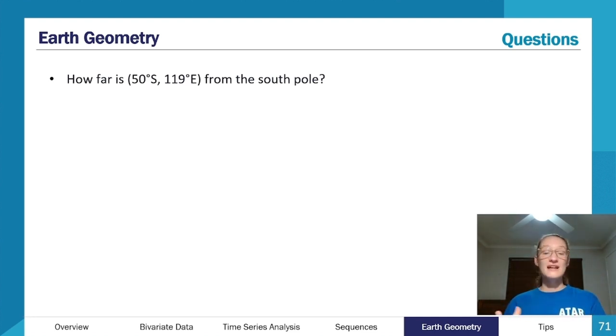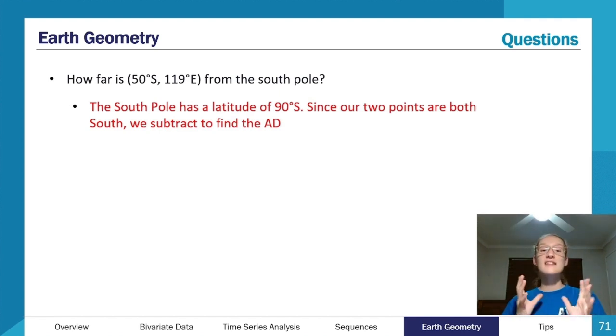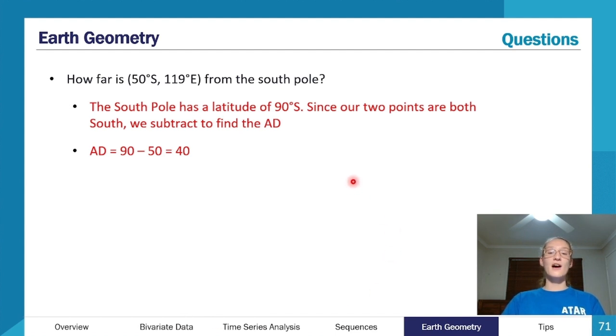South Pole? The interesting thing here is we're actually not given a coordinate, but because we're told it's the South Pole, we can work backwards and figure it out. The South Pole has a latitude of 90 degrees south. And since our two points are both south, we subtract to find the angular distance. So the angular distance, because the South Pole, pretend this is the Earth, the South Pole is right up the top. So we've got zero, oh sorry, my silly.